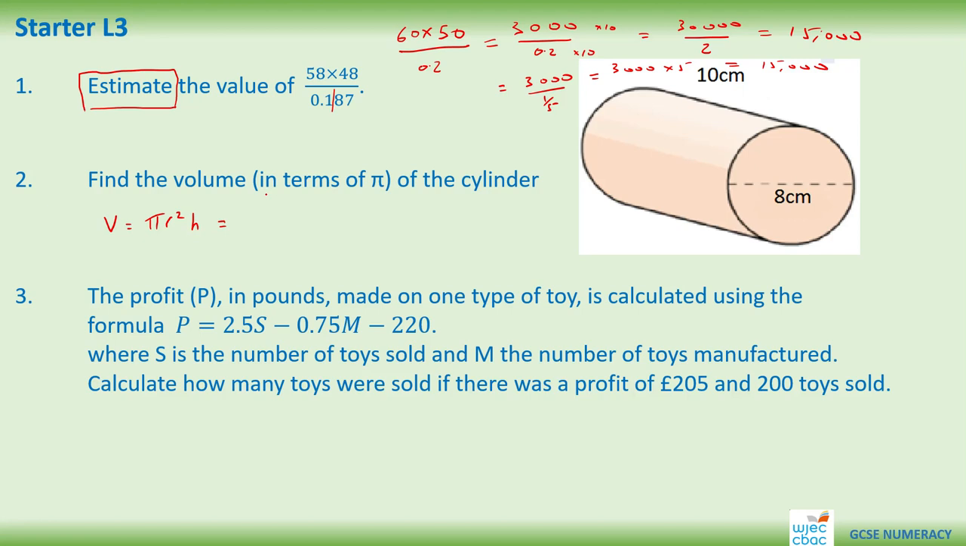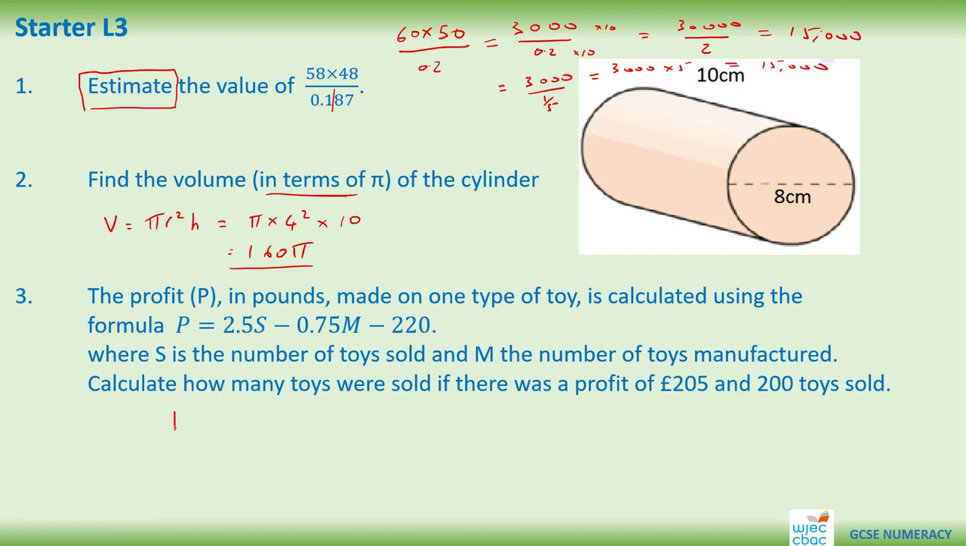We say in terms of pi, so we leave pi alone. Pi times diameter is 8, so the radius is going to be half of that. So 4 squared times the height, which is 10. 4 squared is 16 times 10, so 160 pi. And that's job done. No calculators, we leave it as it is.